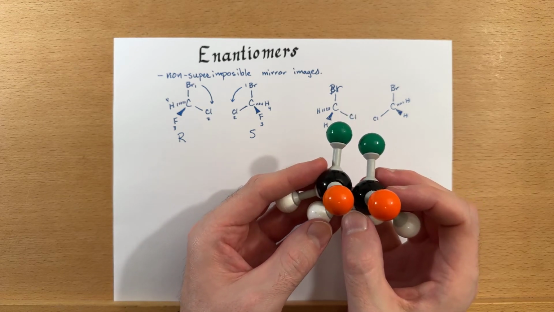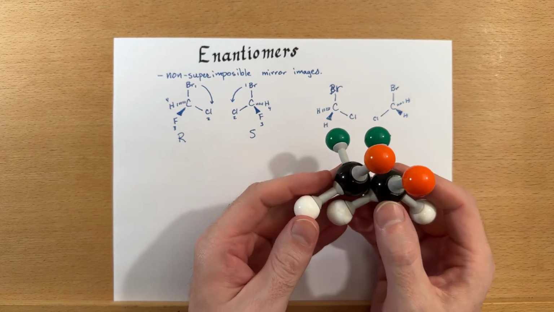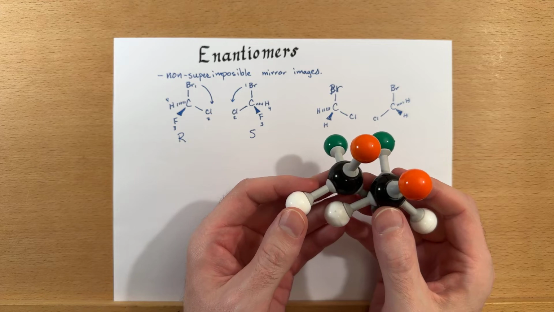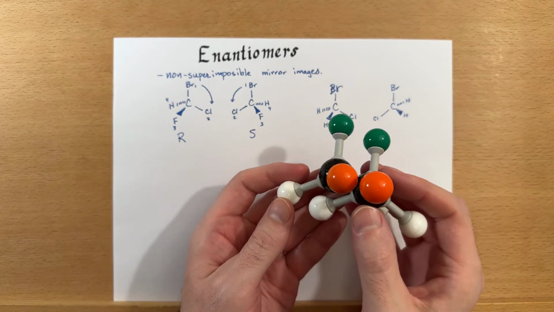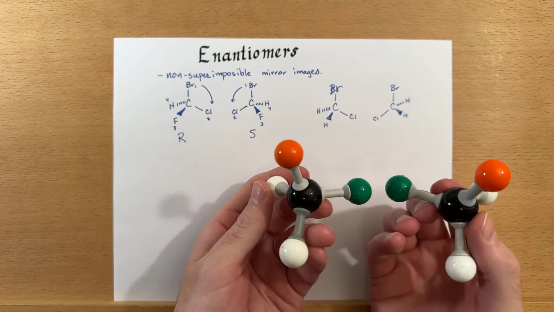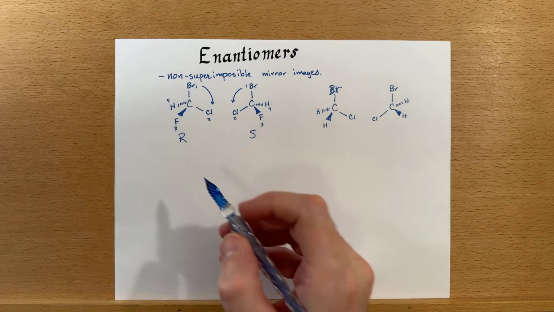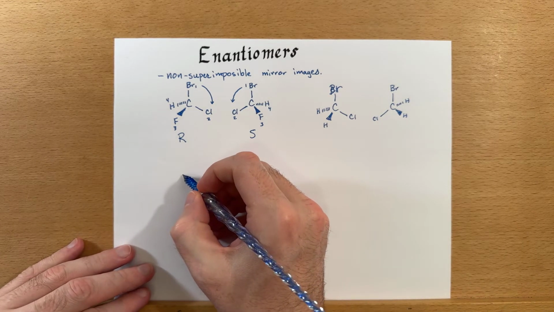Since we can, these are not enantiomers. In fact, these are the same molecule. This is not an isomer of each other. It's the same. So it really does help to have the model kit. A couple more examples.